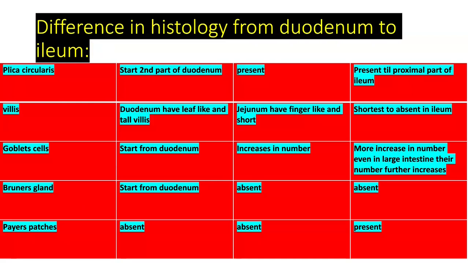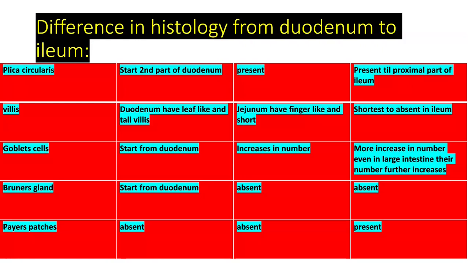They have a leaf-like structure and are tall in shape. In the jejunum, they are finger-like and short, while in the ileum they are the shortest and absent in the distal part. The goblet cells start from the duodenum. They increase in number in the jejunum, increase more in the ileum, and increase further in the large intestine. The Brunner's glands start from the duodenum and are absent in the jejunum and ileum.